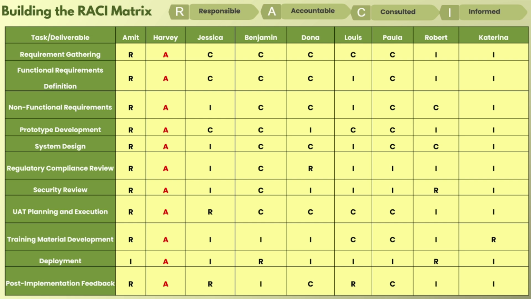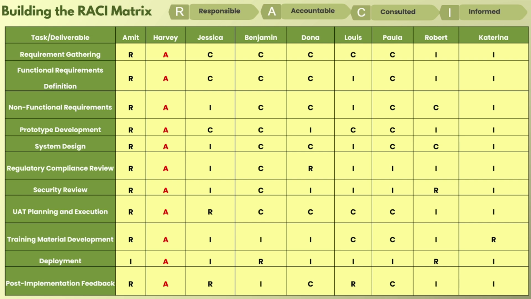So we will take one or two tasks here because otherwise it will lengthen the process. First is requirement gathering, where we are quite comfortable with requirement gathering now. Who will do the requirement gathering? Amit. Who is Amit? He is the business analyst. Consider yourself. So in front of him R is written, which means that he is responsible. Then Harvey. Who is Harvey? He is the product manager or project manager. So he is accountable. So that's why A is written in front of him.